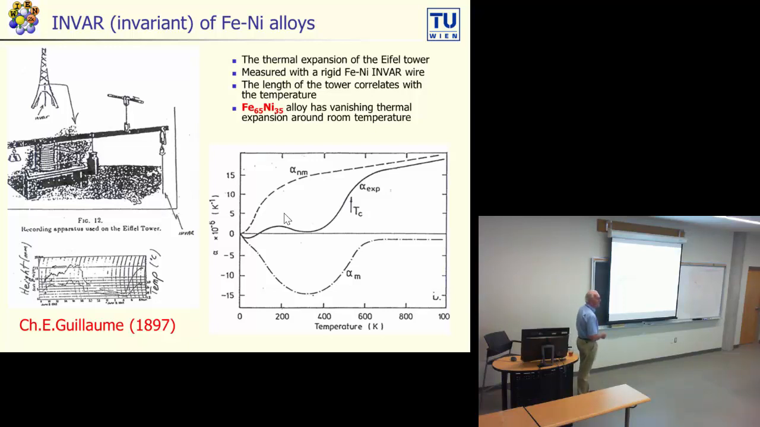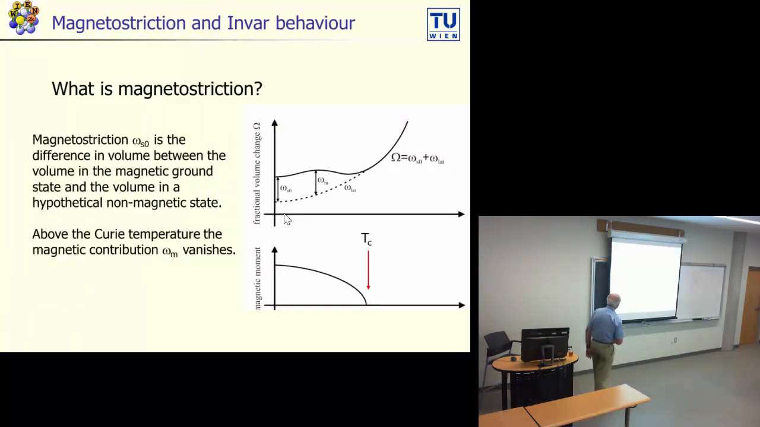The history was an interesting measurement on the Eiffel Tower. The history goes back to 1897. What they did was use an iron nickel wire on the Eiffel Tower, and the wire doesn't expand, so it doesn't change length, but the Eiffel Tower does. So what they found, in this recording, is that the Eiffel Tower expands and contracts according to temperature. That's the expansion of the Eiffel Tower. So there is a thermal expansion of the Eiffel Tower, but not of the alloy. So this is Invar behavior.